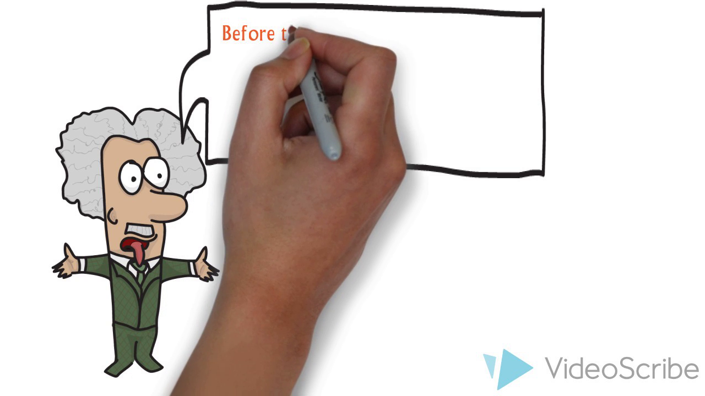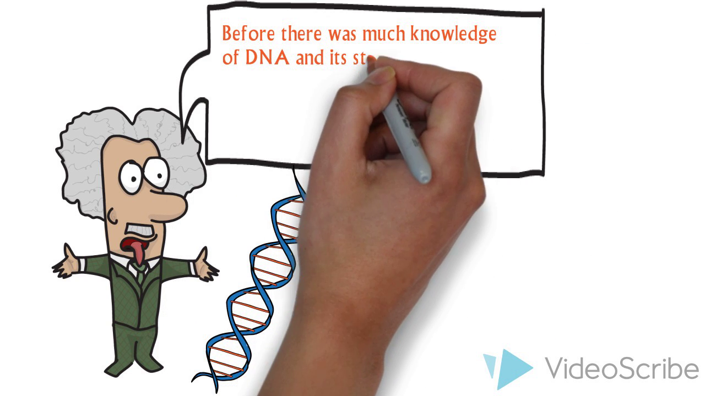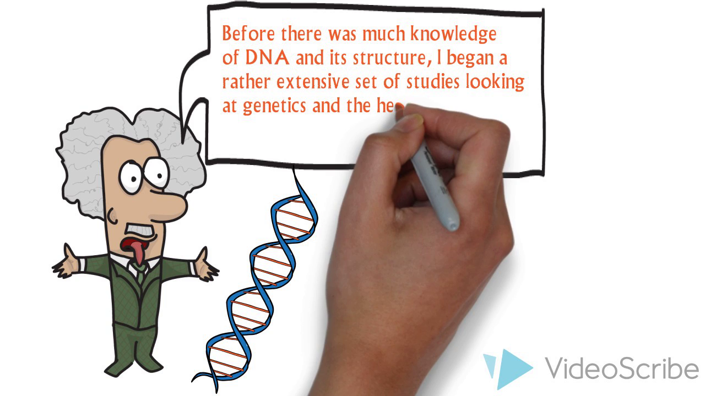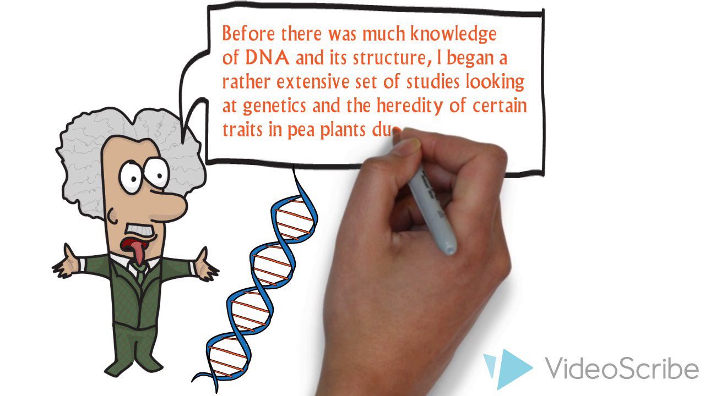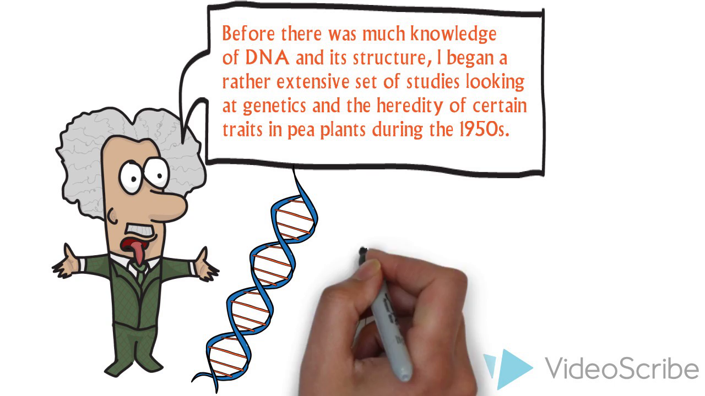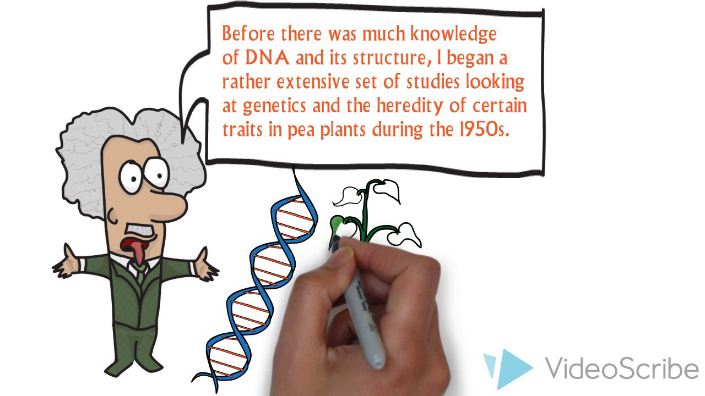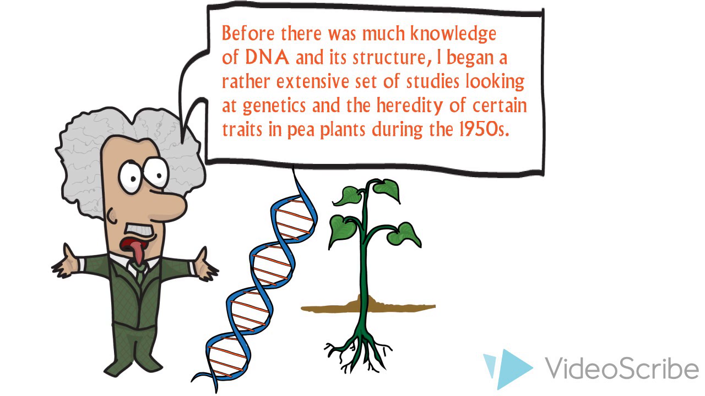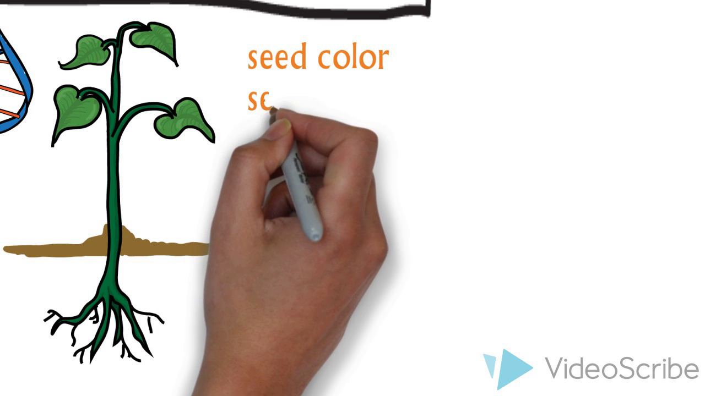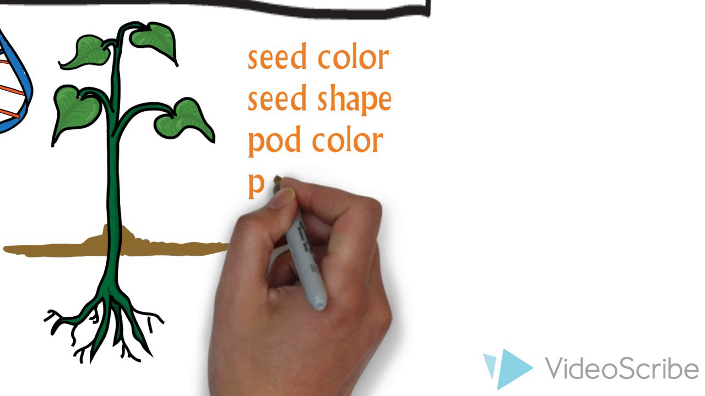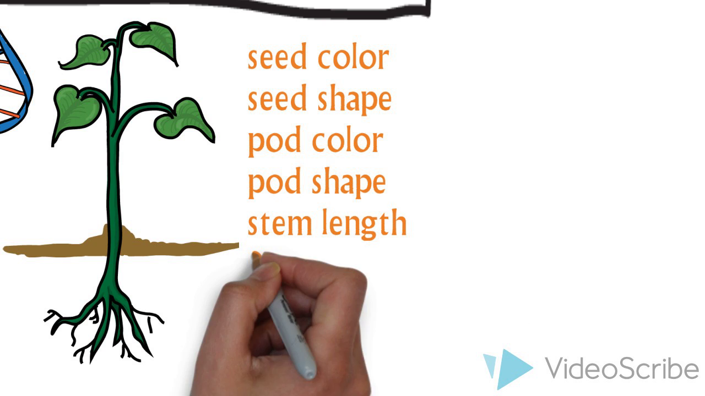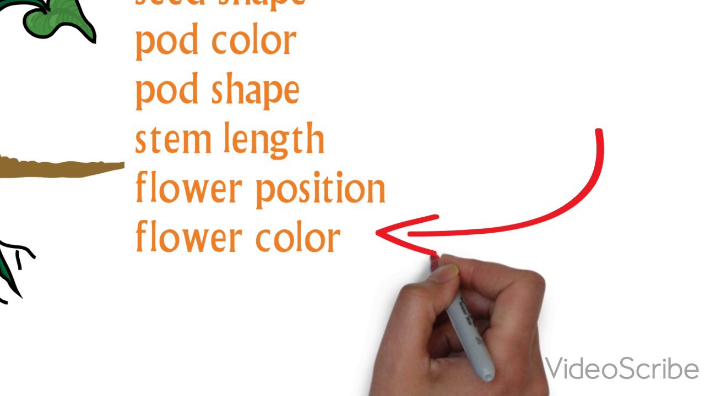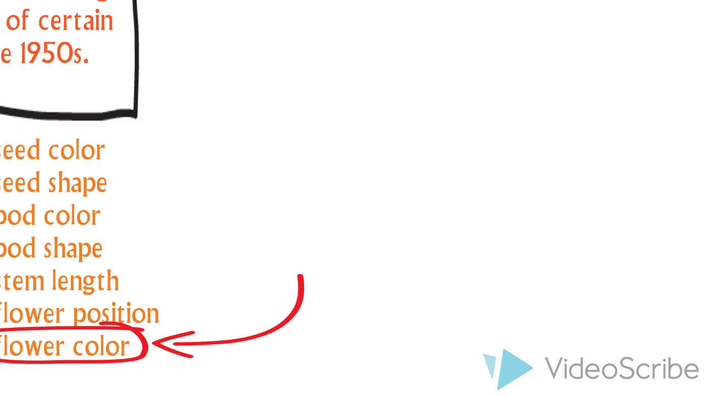Before there was much knowledge about DNA and its structure, I began some rather extensive studies looking at heredity in pea plants. There were many pea plant traits that I studied. Some of these would include seed color, seed shape, pod color, pod shape, stem length, flower position, and flower color. Today, we will be using flower color to look more closely at my findings.